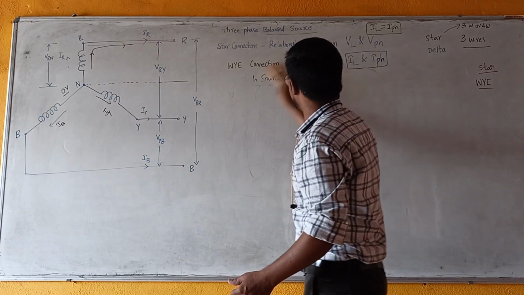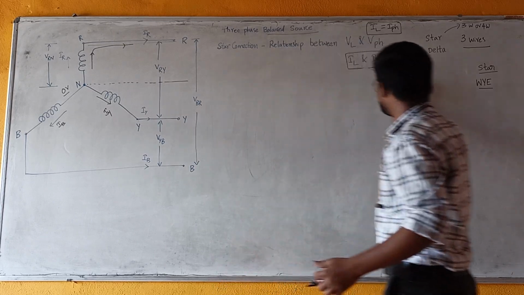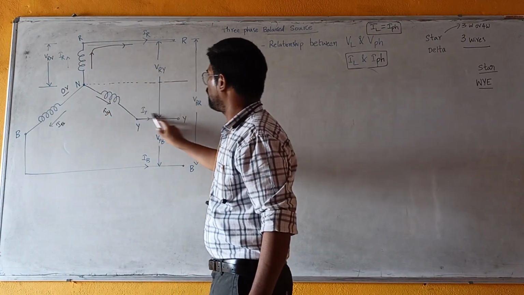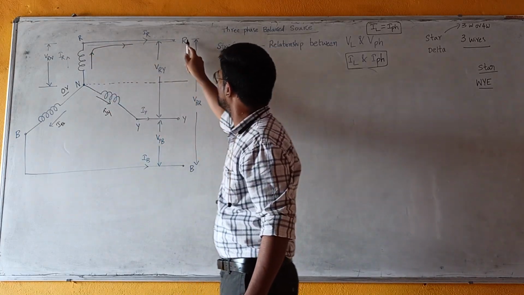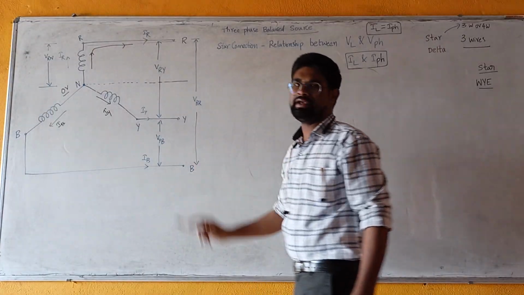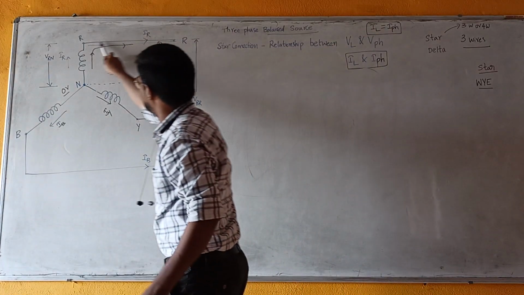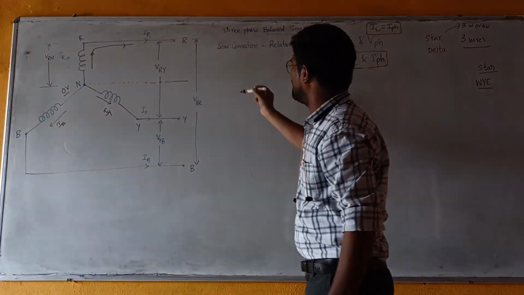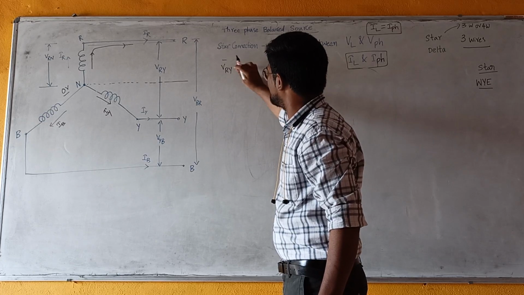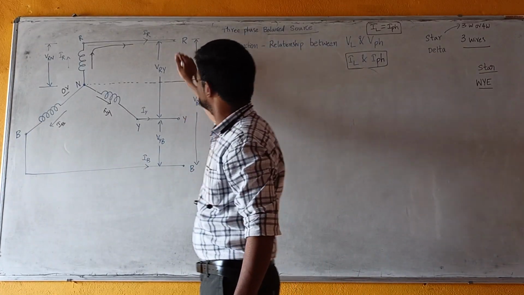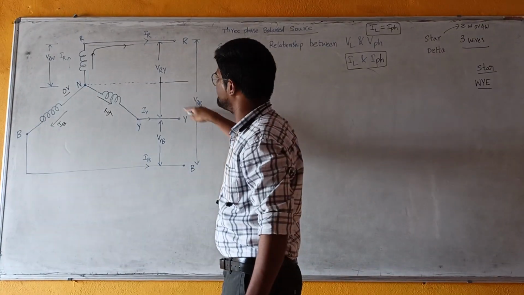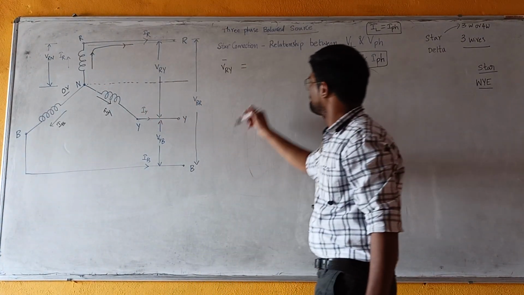So now let us derive the relationship between line and phase parameters, I mean between line voltage and phase voltage. To derive the relationship, let us consider this particular loop, R to N to Y. I am considering this loop through the winding, the neutral point, through the winding Y and to the point Y. So I am applying KVL for this particular loop, and upon applying KVL we will get voltage across RY, which is a phasor, I am using a bar: VRY is equal to VRN plus VNY.